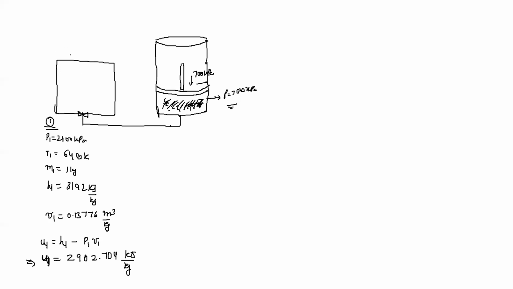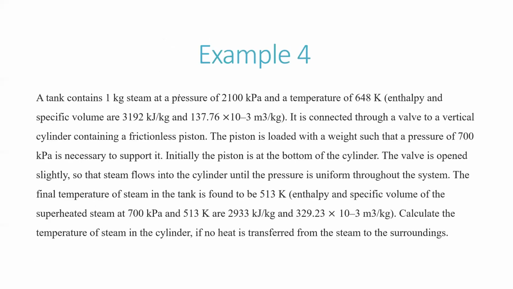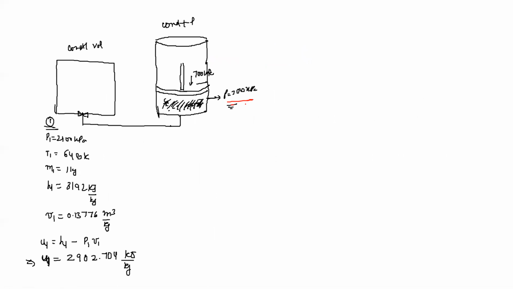So again, this has become the same system. This is the constant volume system and this is the constant pressure system. Heat lost from this is in the form of internal energy and heat gained by this is in the form of enthalpy. Now, initially the piston is at the bottom, the valve is opened, and steam flows into the cylinder until the pressure is uniform throughout the system. So this pressure is already 700 kilopascal.